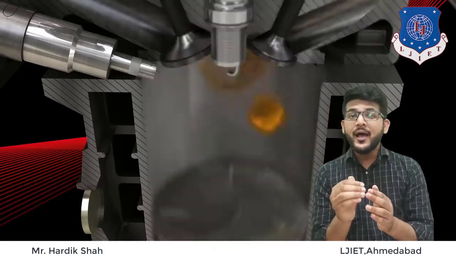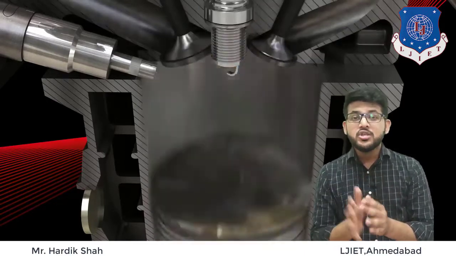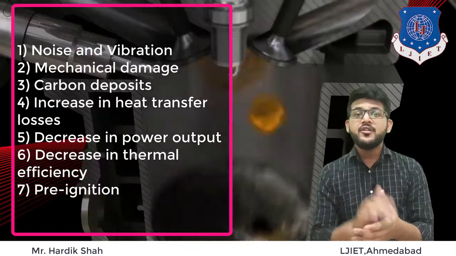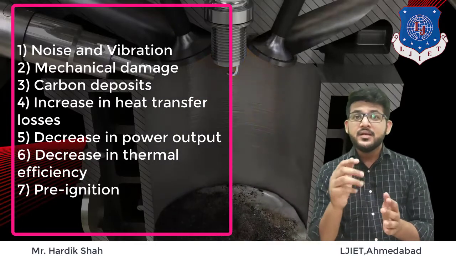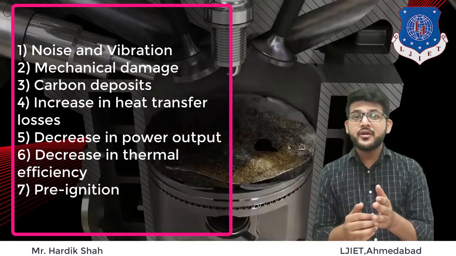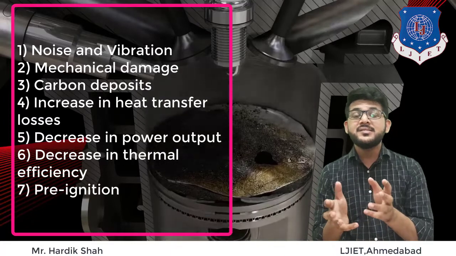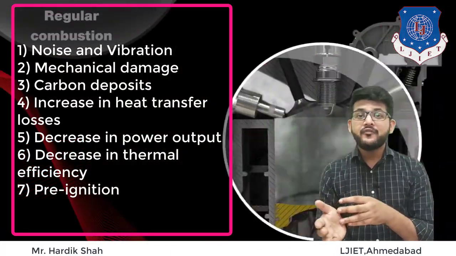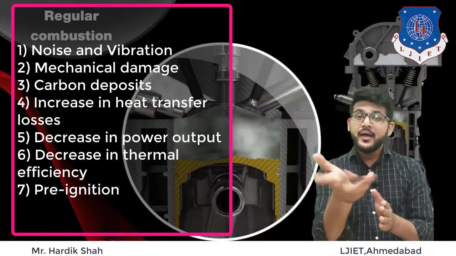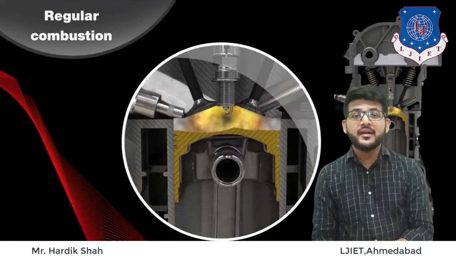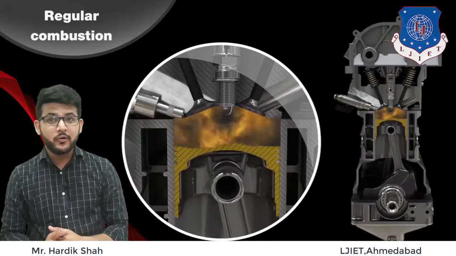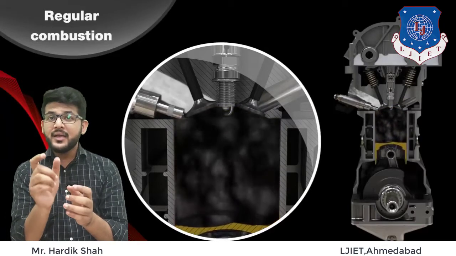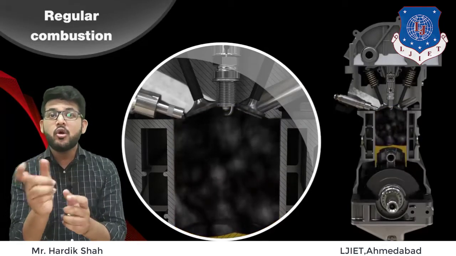So what will happen if there is knocking in the engine? These are the main effects of knocking, or detonation, in SI engine. The first effect is noise and vibrations, thereafter mechanical damage, carbon deposits, an increase in heat transfer losses, a decrease in power output, a decrease in thermal efficiency, and the last one is pre-ignition. These are the effects happening due to knocking or detonation in SI engine. So what is the reason for all of this? Let's see the main engine parameters which influence the knocking tendency.